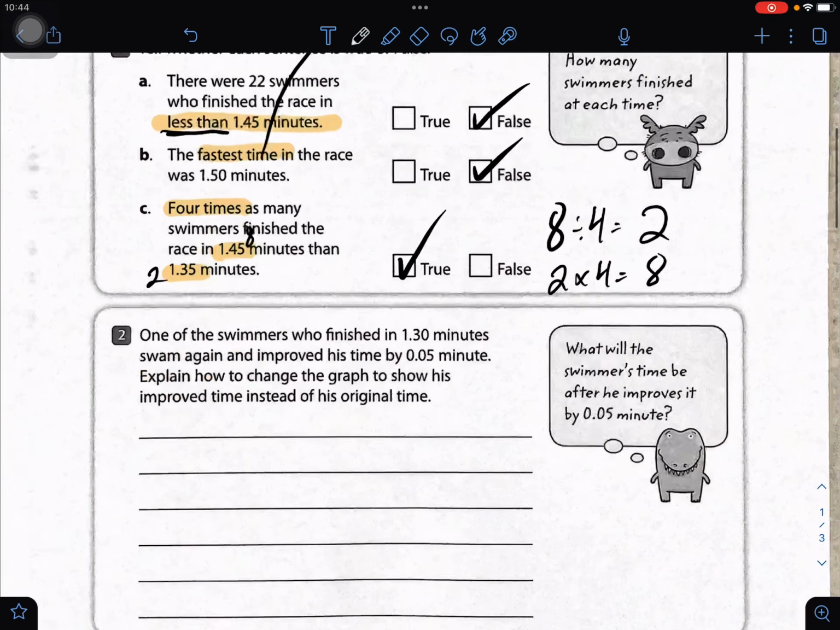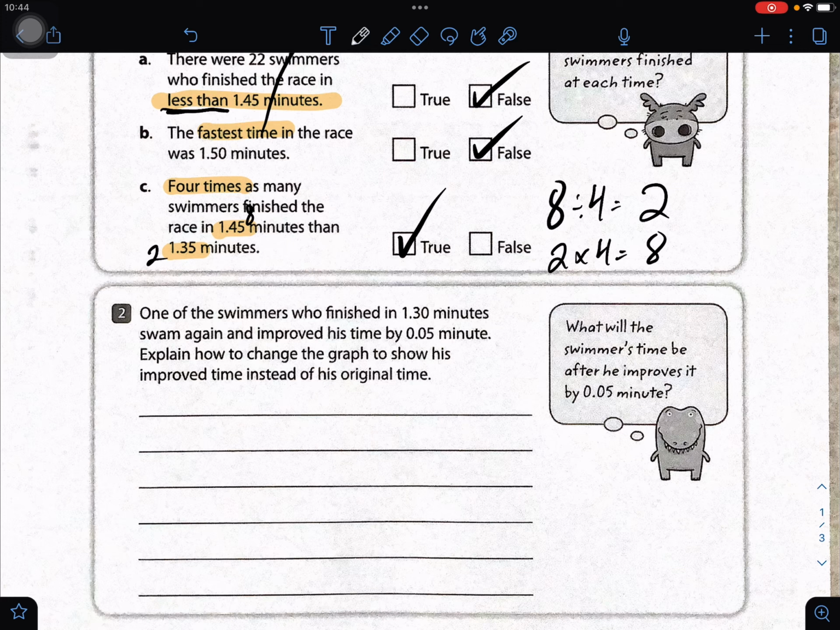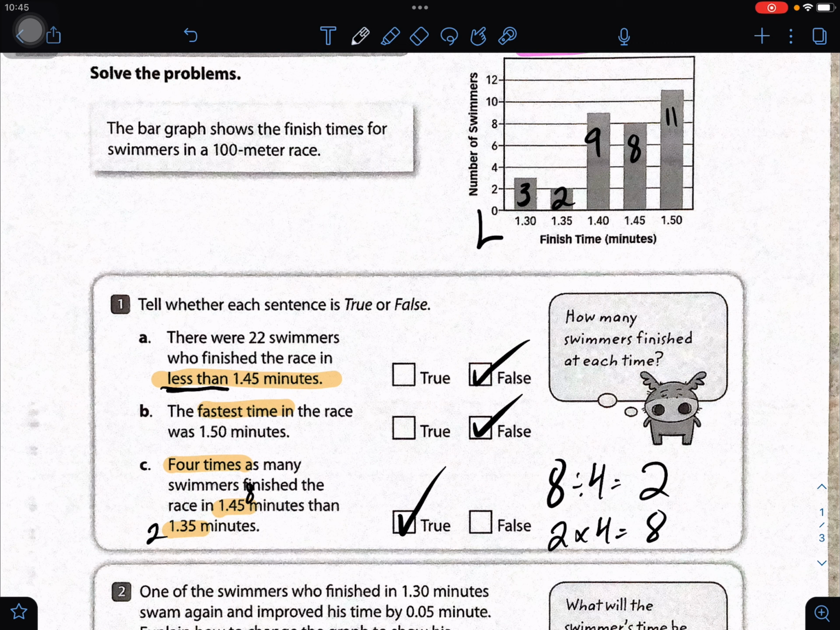This one is true. One of the swimmers who finished in 1:30 minutes swam again and improved his time by 5 seconds. Well, if I'm improving my time, what will his time be? Well, if I do 1:30 minus 5 seconds, then that's going to be my improvement, because improving is smaller in terms of time and races. So 1:25 is actually not on the graph. So that means it would change my graph by adding a whole new x-axis point, 1:25. Very good. Let's take a look at the pictograph on the next page.